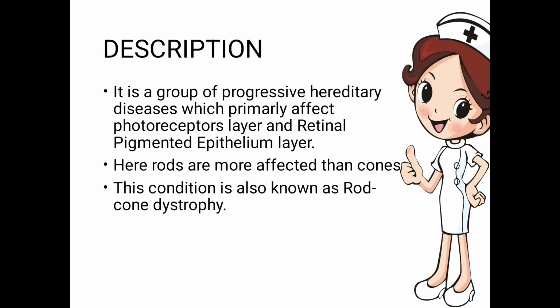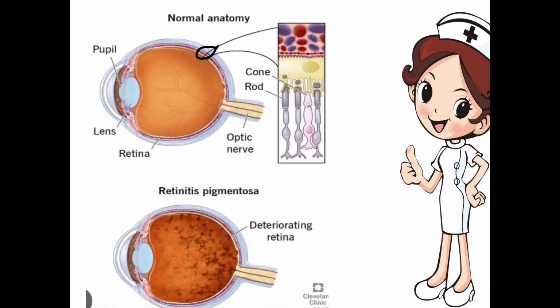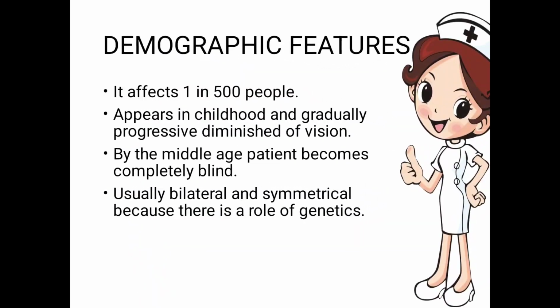So here the night vision first of all gets affected, and then as the disease progresses, the color cones get affected. This condition is also known as rod cone dystrophy, because first of all the rods are affected, because rods are more in number. In our eye 120 million rods are present and there are 2 million cones. So rods are affected first and more than the cones. First the night vision of the patient gets affected and then the color vision.